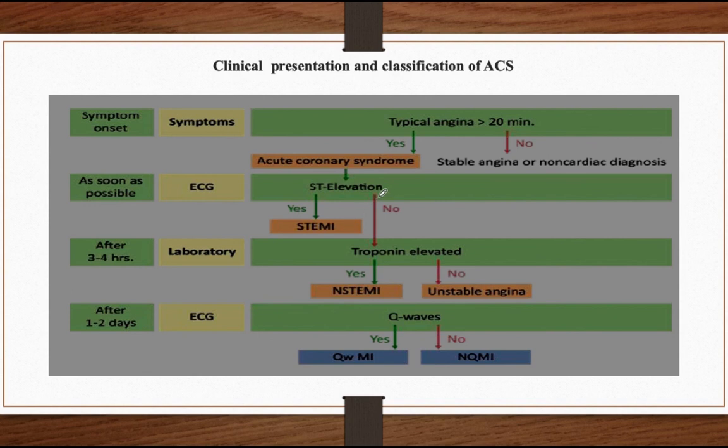If there is no ST elevation, then we must do our labs within 3 to 4 hours. In our labs, we must look for cardiac markers such as the troponin level. If troponin is elevated, but there is no ST elevation, then our diagnosis of non-ST elevation myocardial infarction can be put. But if there is still no troponin elevation and also there is no ST elevation, then we can confidently say this is an unstable angina.